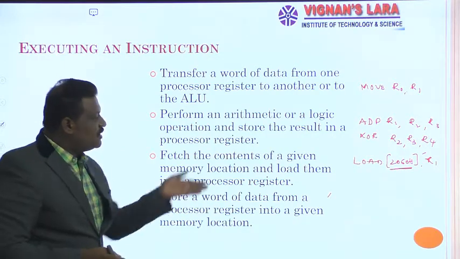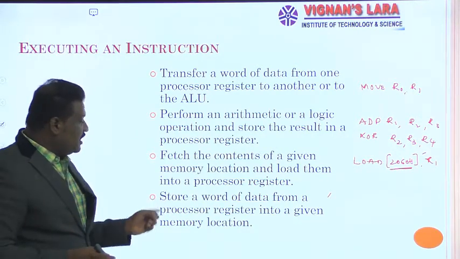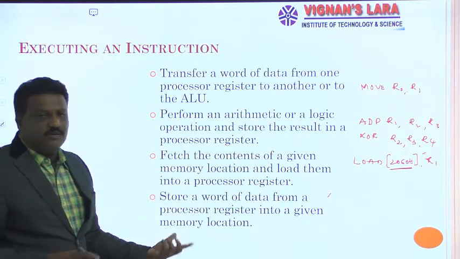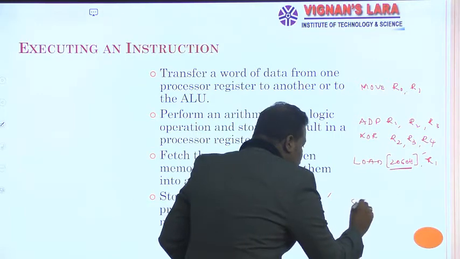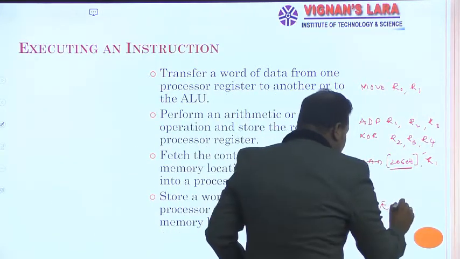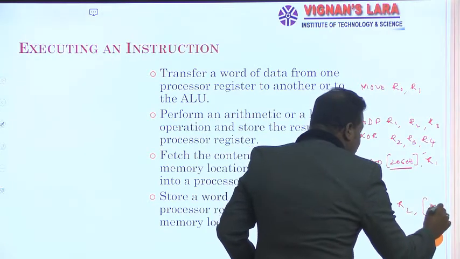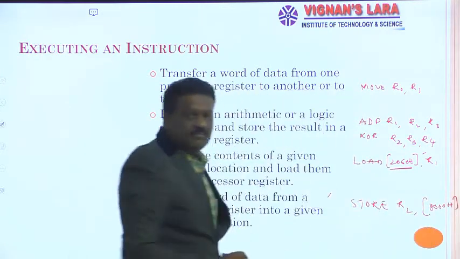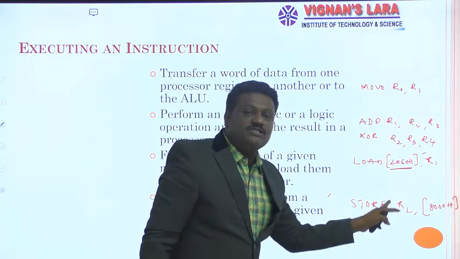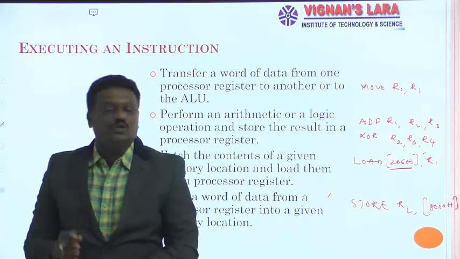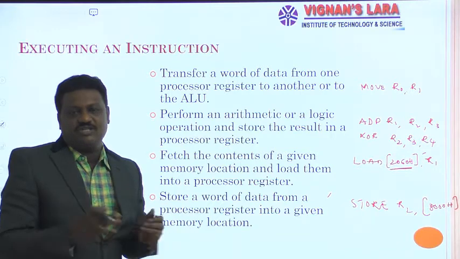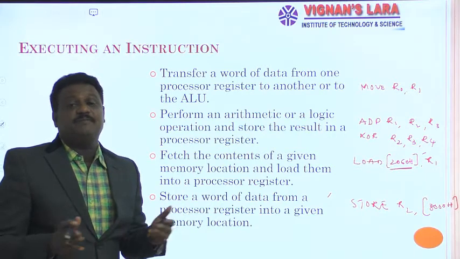Coming to the fourth one, which is the opposite of the third, that is, store a word of data from a processor register into a given memory location. My instruction here is store R2, (3000H). The meaning of that is store the word existing in CPU register R2 into the memory location whose address is 3000H. That means based on the instruction, the internal operations are performed.